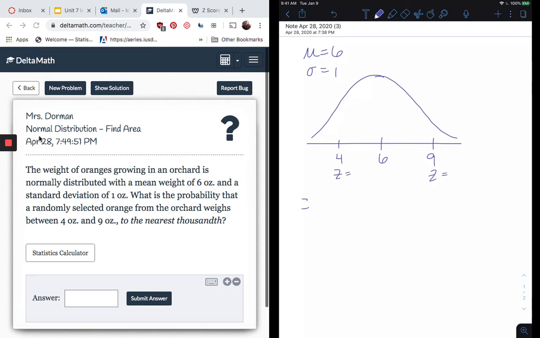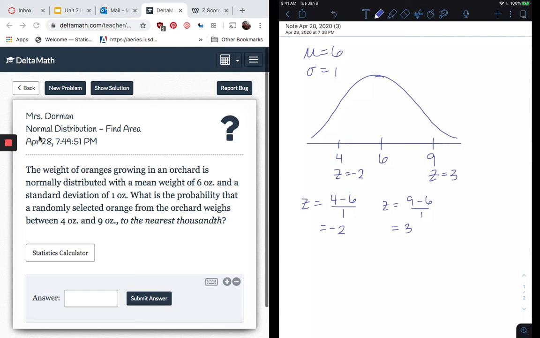So for 4, I'm going to take the value minus the mean, which is 6, divided by the standard deviation. 4 minus 6, we get negative 2. So this is exactly 2 standard deviations below the mean. And then for 9, minus 6 divided by, oops, sorry, divided by 1. Standard deviation is 1, so 9 minus 6, that's 3. So this is exactly 3 standard deviations above the mean.